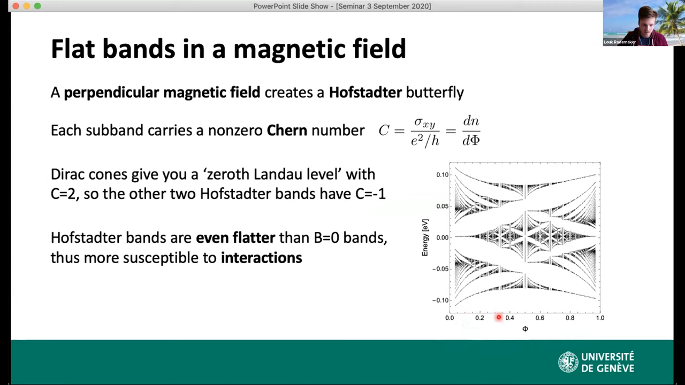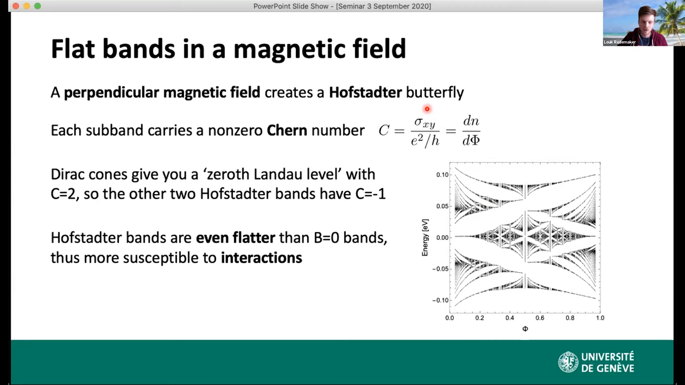At each given flux, which is this axis, you have multiple bands. Each of these bands carries a non-zero Chern number. Now, the reason this happens is similar to the Landau level physics also discussed in the last talk. Landau levels naturally carry edge states, which means they carry a Chern number, because the Chern number is nothing else than the quantized transverse conductance.